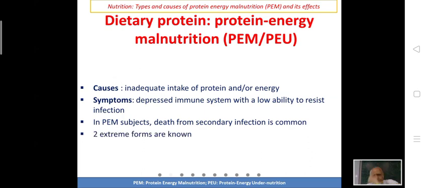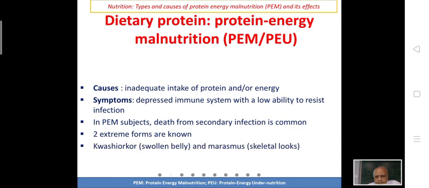There are two extreme forms of malnutrition described, and they are very prominent ones. The first is Kwashiorkor disease, and the second is marasmus disease. In Kwashiorkor disease, children have a swollen, pot-type belly. And in marasmus, they look very skeletal. You can see this in some pictures showing African children. In Africa, it is very common, but in India also you can see Kwashiorkor and marasmus. These two are very prominent forms of malnutrition.